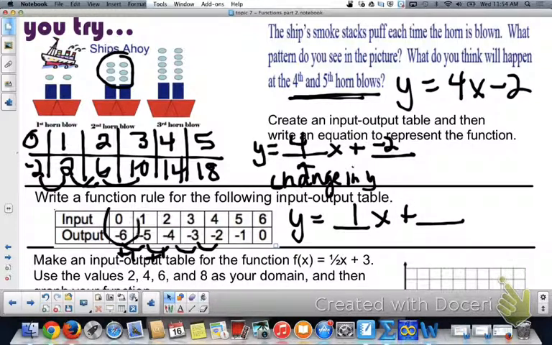And then the 0 number, that's already there. That 0 number is negative 6, so minus 6. So y equals 1x plus negative 6, or just y equals x minus 6. Either of those work. Okay.